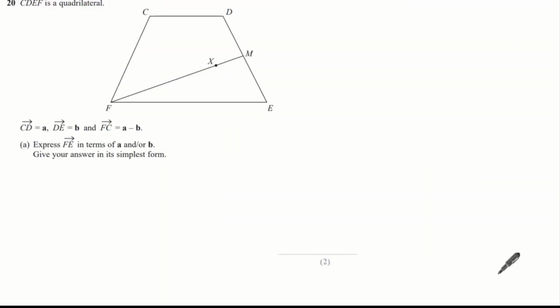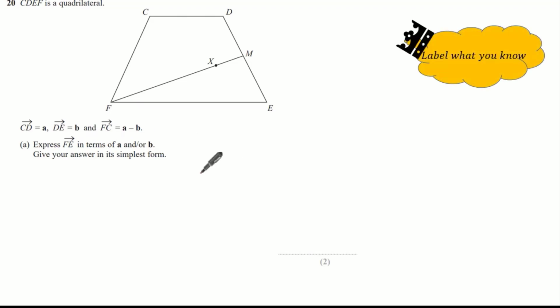Question 20 is the last question of our exam paper, and it states that CDEF is a quadrilateral. It states that the vector CD is given by the vector A, the vector DE is given by the vector B, and the vector FC is given by the vector A minus B. We're asked to express the vector FE in terms of A and/or B, ensuring we give our answer in its simplest form. So just like before, label what you know.